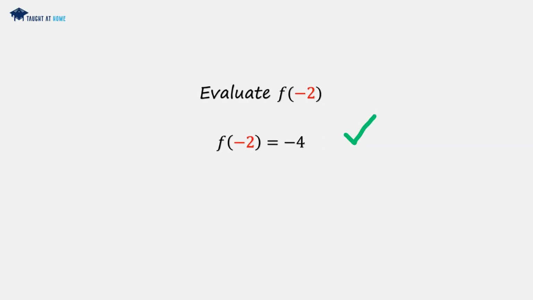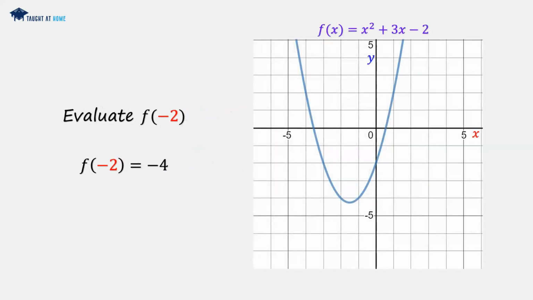Again, we can look at the function here when we plot this. So the function f of x equals x squared plus 3x minus 2. When we go to the point x is minus 2 here, and we see where this function lands on the y-axis, we can see that it does indeed equal minus 4. And that is how we evaluate functions.